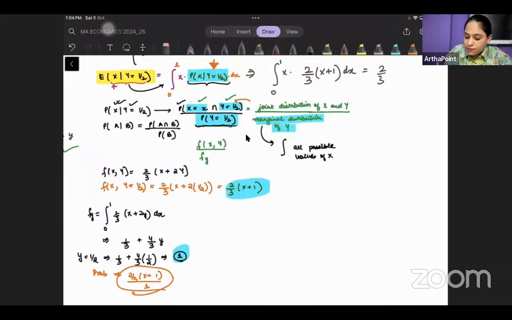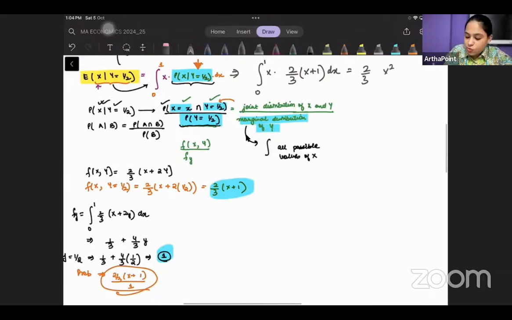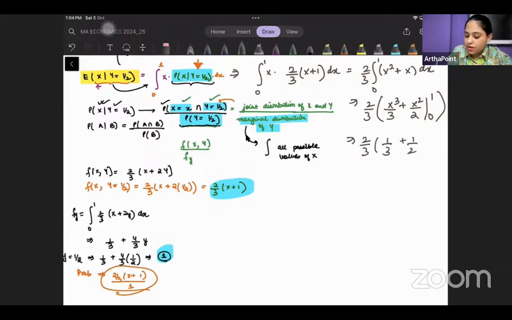Take 2/3 out. This is going to be x square plus x from 0 to 1 dx. And this will be 2/3 times x cube by 3 plus x square by 2 from 0 to 1. That is 2/3 times 1/3 plus 1/2, which is 2/3 times 5/6. The answer will be 5/9. That's the answer to this question: 5/9.